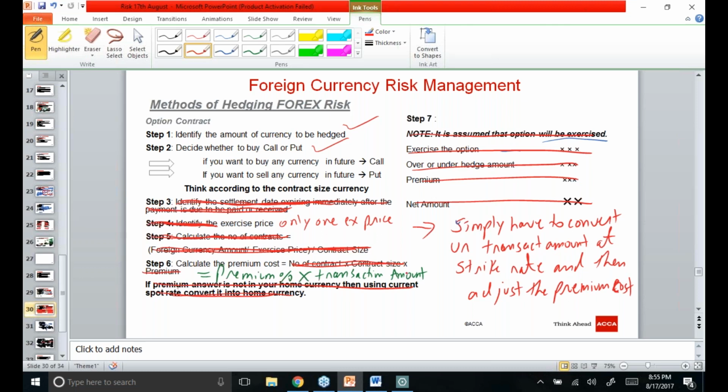So what I have discussed now is the procedure to solve the over the counter option.